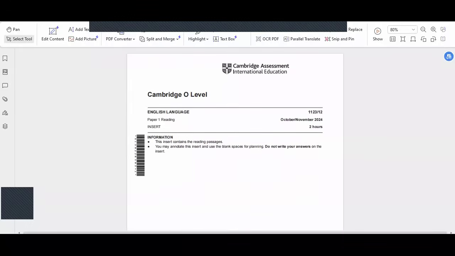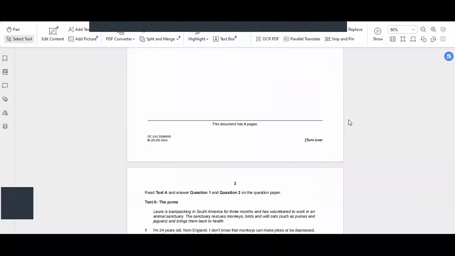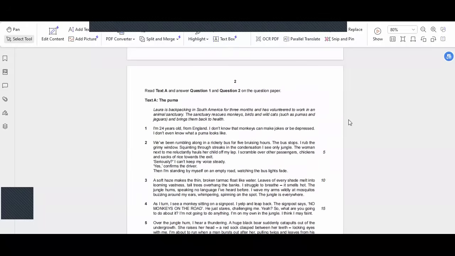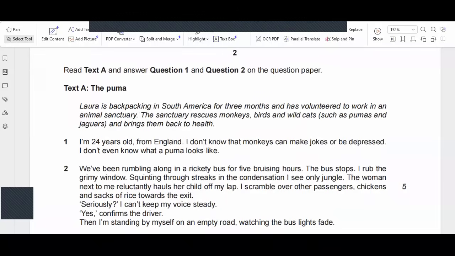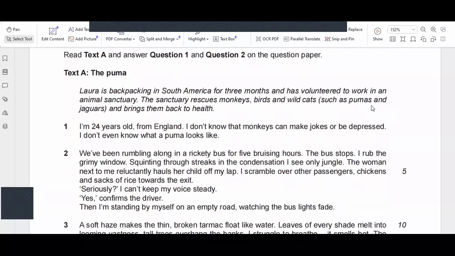The insert contains two passages. Text A, Puma, is the text from which we are supposed to answer Question 1 and Question 2 of our Paper 1. As per the exam protocols, these texts are usually taken from longer pieces such as novels, and we might or might not have read those books. With any text, the examiner gives you a particular introduction, and similarly, the introduction is given here as well.